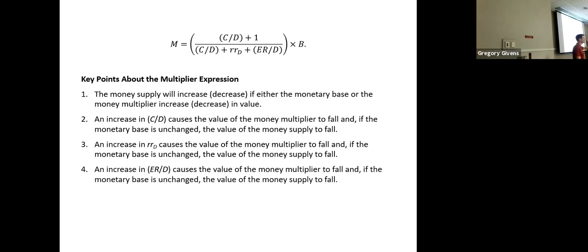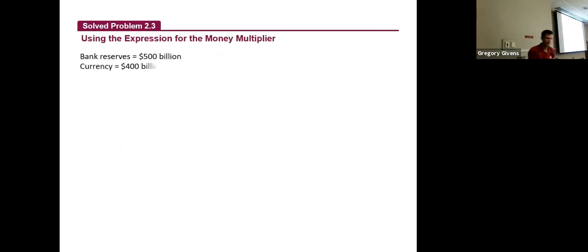It goes down, right? Banks won't be loaning out as much, and if the money multiplier falls, the money supply falls. Keep that in mind when we look at some data here at the end of class. Okay, why don't you guys take a few minutes and try to work this one.